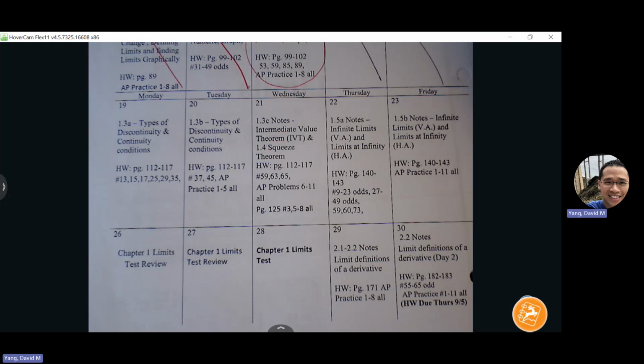There's homework each day this week, and they're all in your packets. We'll make sure we know where to find these homework problems, and also on the website for checking our answers. Okay, so notes.